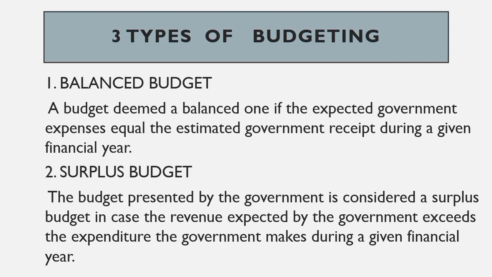Second is a surplus budget. The budget presented by the government is considered a surplus budget in case the revenue expected by the government exceeds the expenditure the government makes during a given financial year.